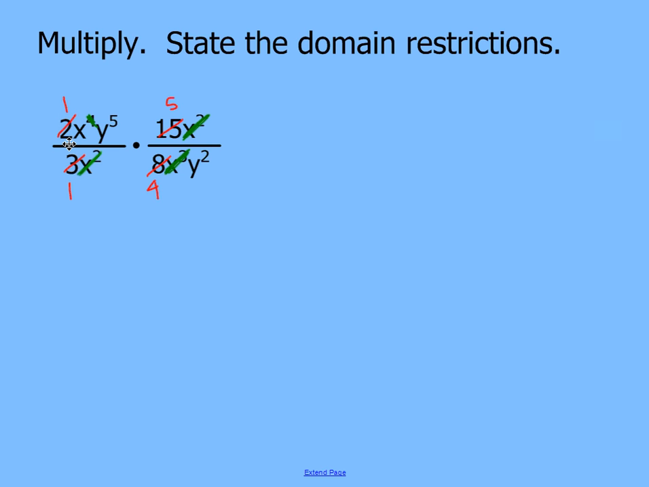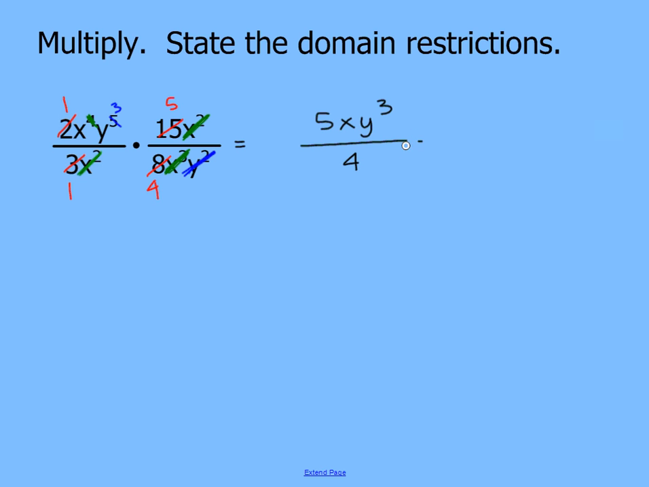And then for my y's, I have 2 on bottom, so I'm going to get rid of both of them, but I have to get rid of 2 out of the 5, so that's going to leave me with 3 left. So I have a 1 and a 5 on top, so 1 times 5 is 5. I also have an x and a y to the third. On the bottom, the only thing that I have left is 1 and a 4, so 1 times 4 is 4.